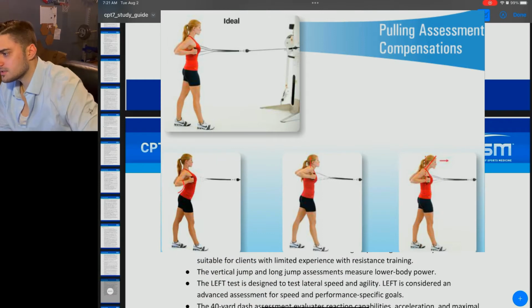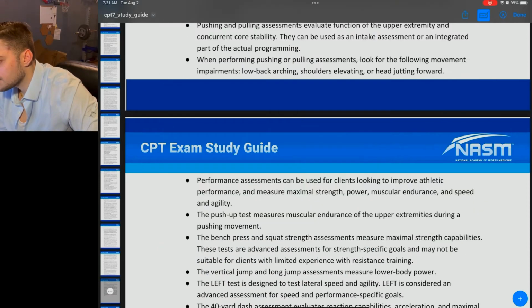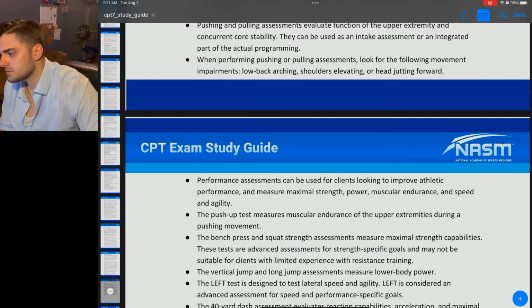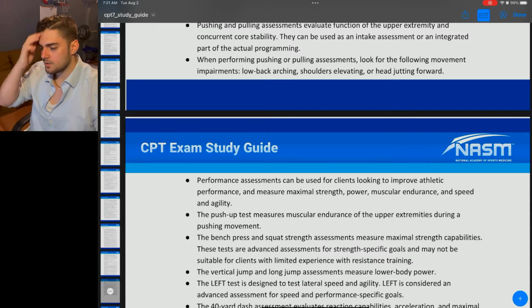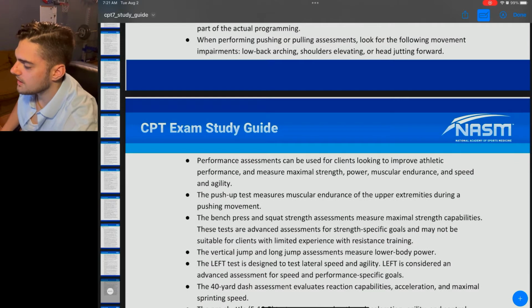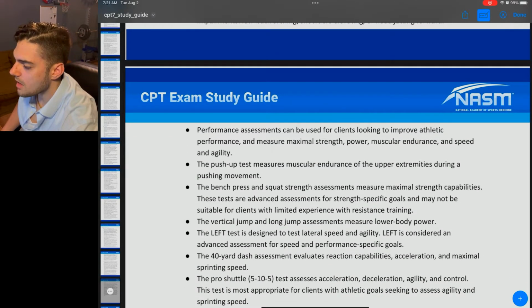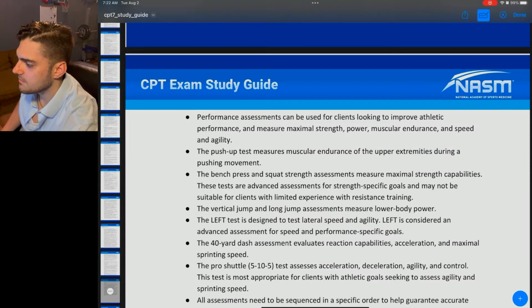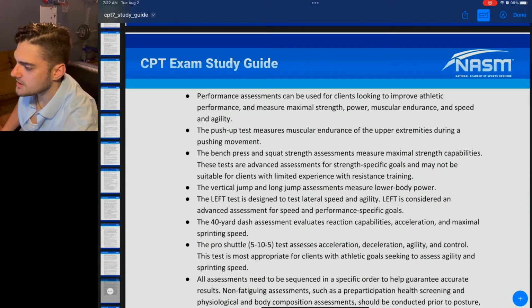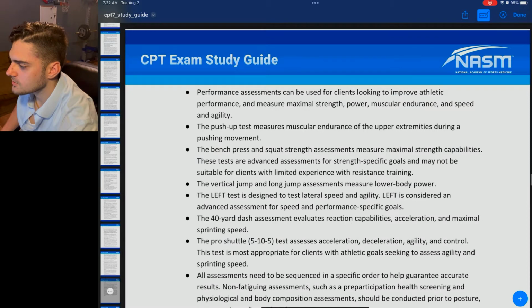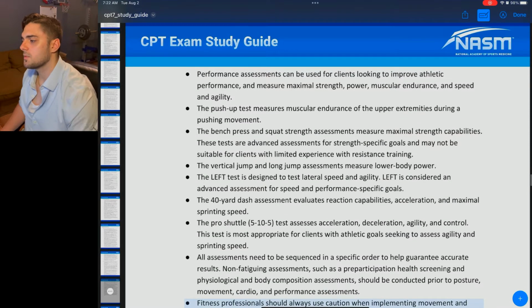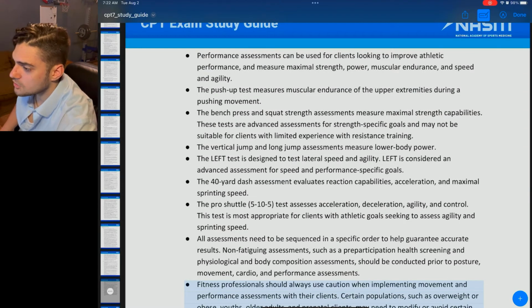Performance assessments can be used for clients looking to improve athletic performance and measure maximal strength, power, muscular endurance, and speed and agility. The push-up test measures the muscular endurance of the upper extremities during the pushing movement. Bench press and squat strength assessments measure maximal strength capabilities. These tests are advanced assessments for strength-specific goals and may not be suitable for clients with limited experience with resistance training. The vertical jump and long jump assessments measure lower body power.